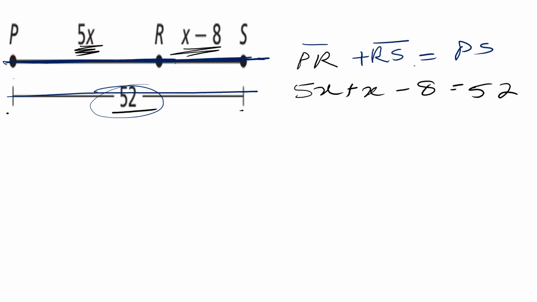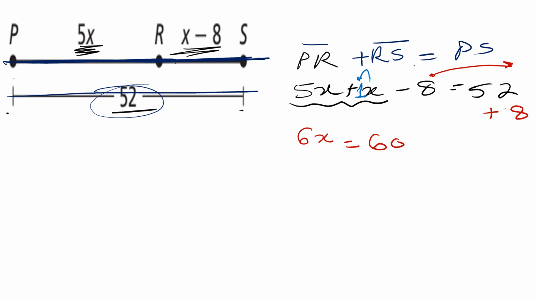Now combine the like terms, x with the x. I just told you that if there is no number before the x, it means 1 is written. So 5 plus 1, it gives you 6x. Bring this negative 8 on the other side. Negative goes on the other side. It will give you plus 8. Now 52 plus 8 is 60.